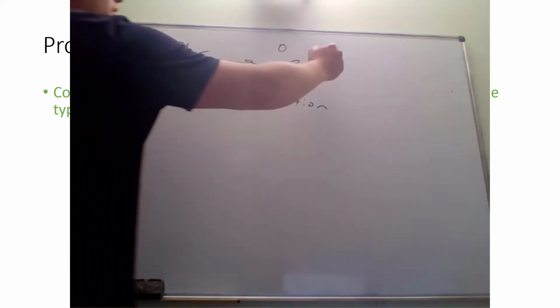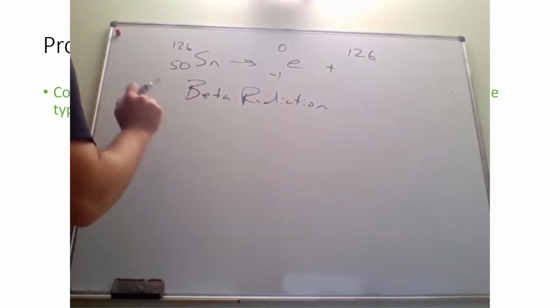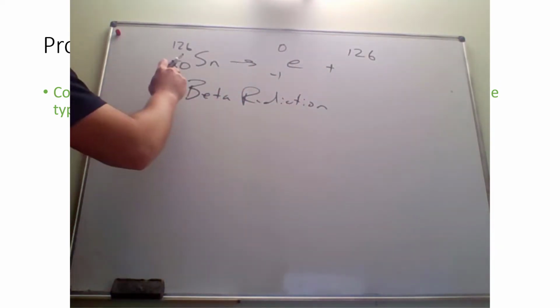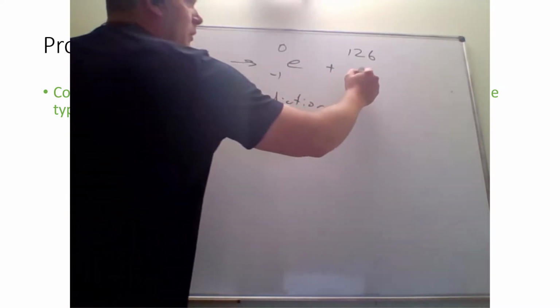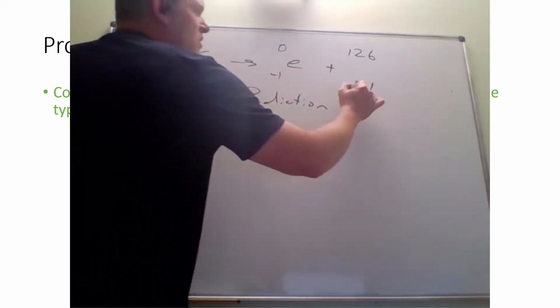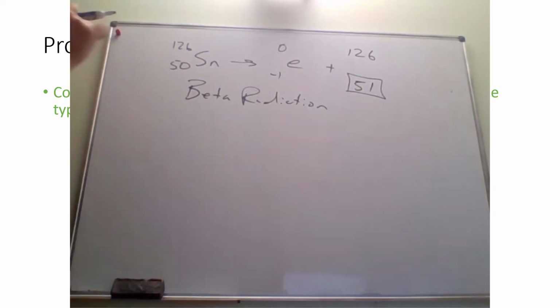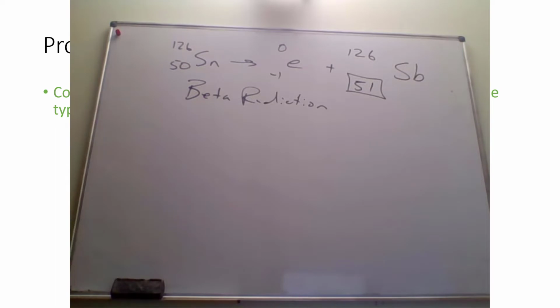And we know that our mass number is going to be unchanged, so that means 126. But we know that these two numbers have to add up together to get to 51, so we know that 51 minus 1 is going to be equal to 50. In that case, we would then look on our periodic table and see which element has an atomic number of 51, and that would lead us to determining that it was antimony.